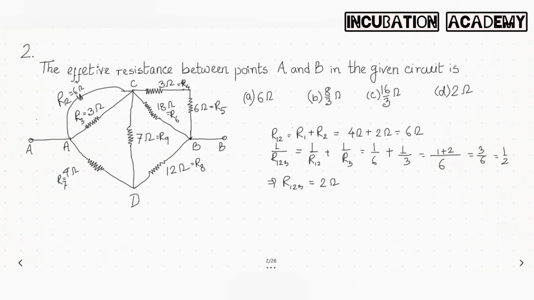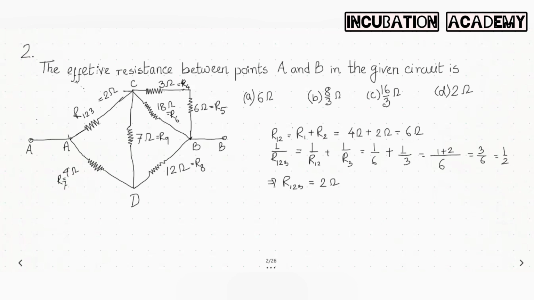So what we can do? Similarly, we can remove these and place a single resistor connected between the points A and C. Let us do that. This is my R123, and that is 2 ohm.